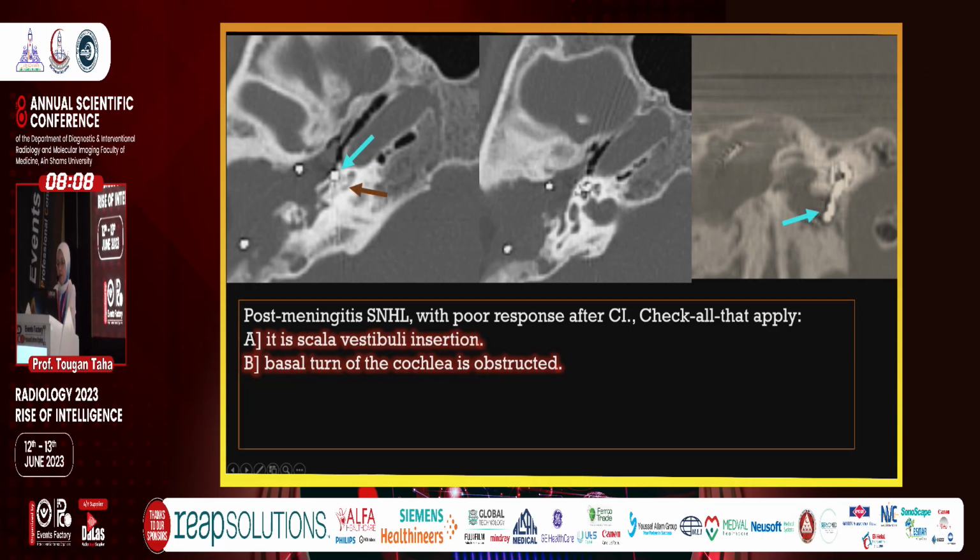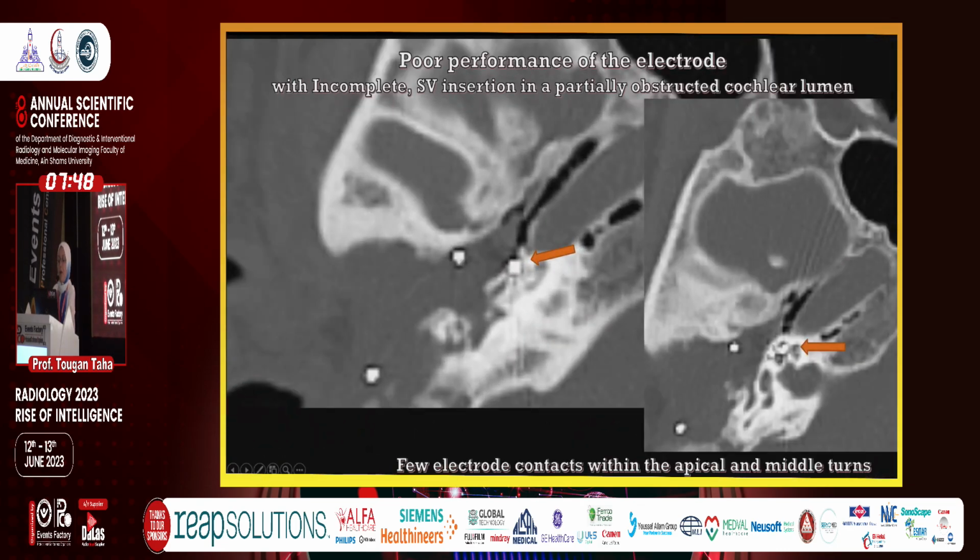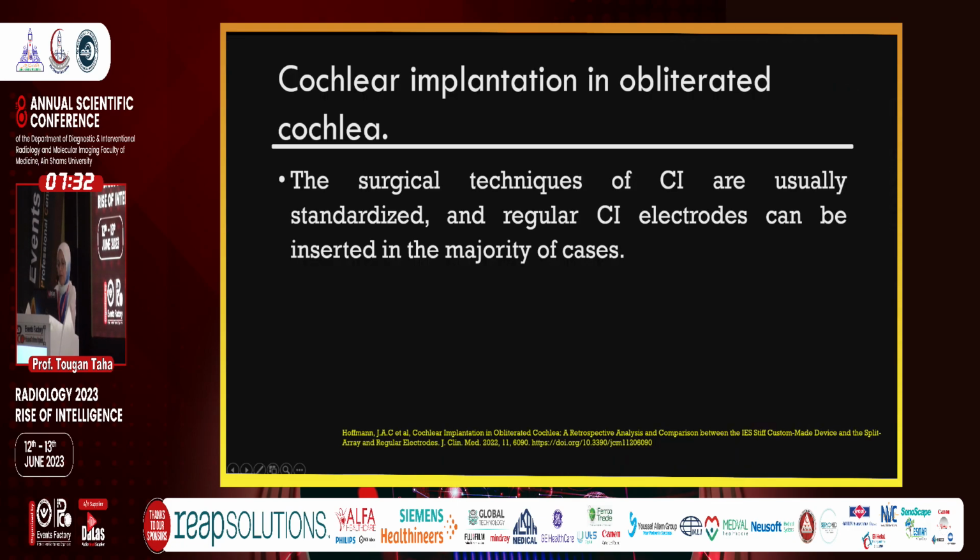The correct answers are it is a scala vestibuli insertion and the basal turn of the cochlea is obstructed. Sentence C is wrong as extracochlear electrodes are noted, and sentence D is wrong as the implant passes through a cochleostomy. Poor performance of the electrode with incomplete insertion in scala vestibuli in a partially obstructed cochlear lumen. Only a few electrode contacts are seen within the apical and middle thirds.